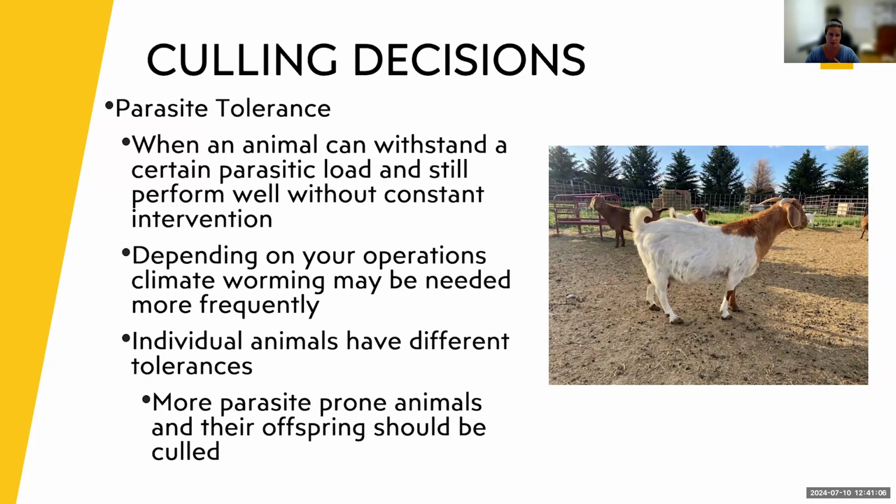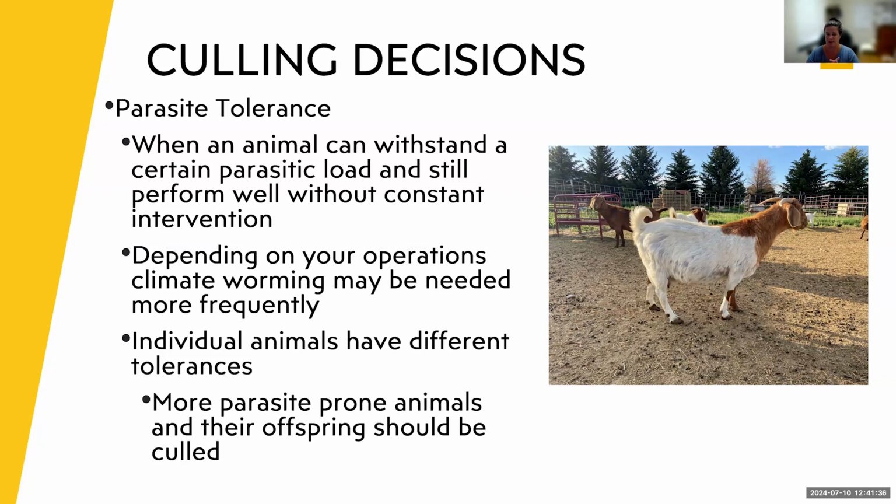So parasite tolerance. Most animals should be able to withstand some level of parasitic load, and perform well without constant intervention. Depending on your operation, you probably have some type of deworming protocol, whether that's once a year, twice a year, or just whenever necessary.